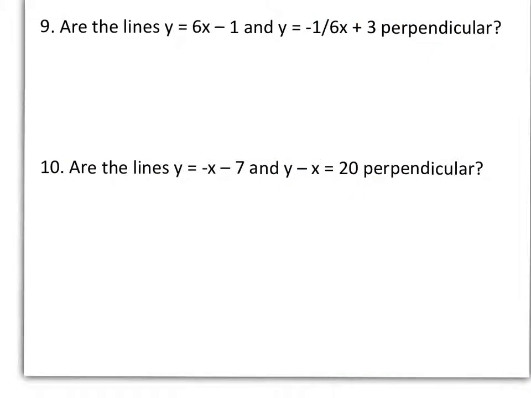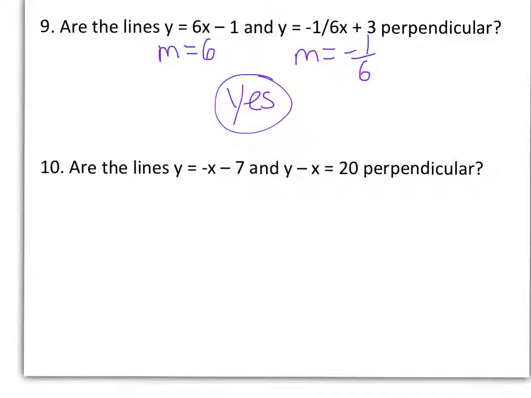All right, now we're going to determine if the lines are perpendicular or not. So in number 9, we have y equals 6x minus 1 and y equals negative 1/6 x plus 3. These are both in slope-intercept form, so I can identify my slopes quite easily. In the first one, my slope is 6, and in the second line, my slope's negative 1/6. So yes, these two lines are perpendicular.